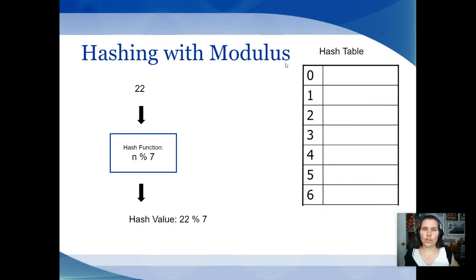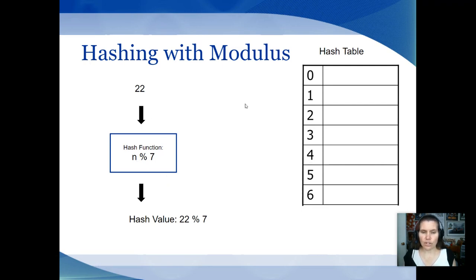Okay, so let's show you how this works with our hash table. So I have a hash table that's size 7, which means if I'm storing this into an array, my values are 0, 1, 2, 3, all the way to 6. Now I'm going to randomly put a number in. So I'm going to put 22, and my hash function is going to be to modulus divide by the size of my list, or 7.